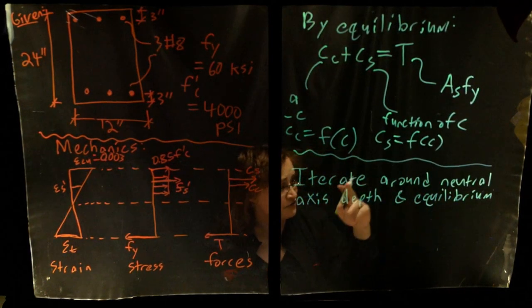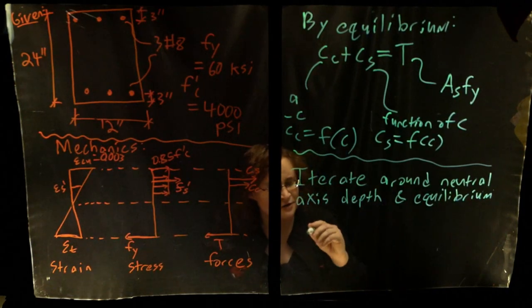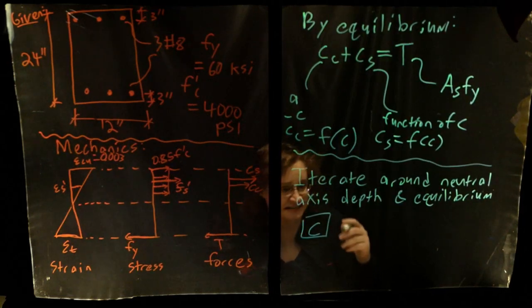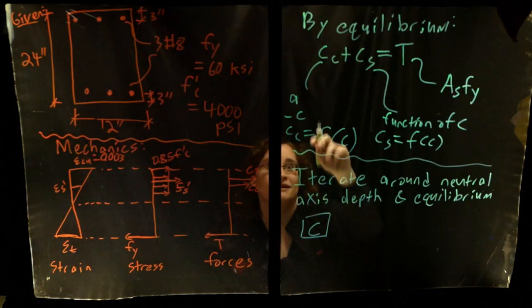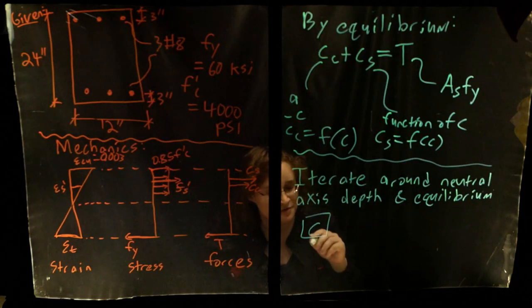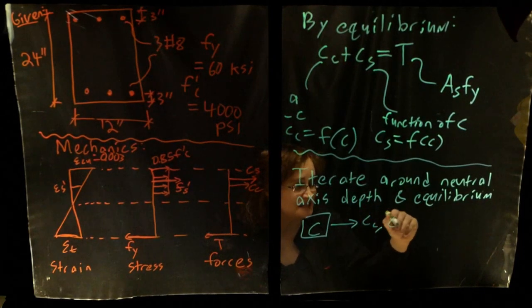We're going to iterate around the neutral axis depth and equilibrium. What I mean by that is we are going to start by guessing a C, some value of C. Then based upon that, because both C sub C and C sub S are functions of our neutral axis depth, we can easily calculate a C sub C and a C sub S.